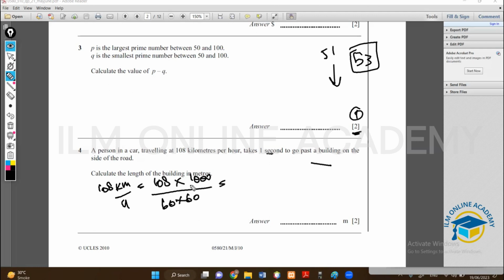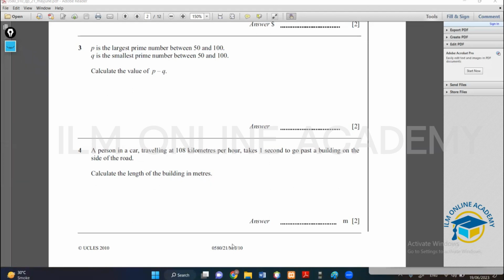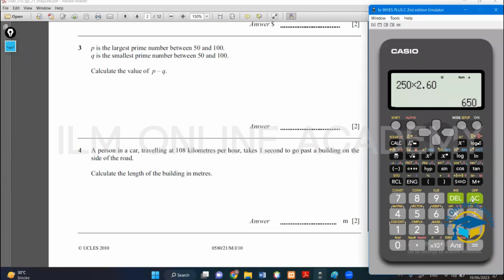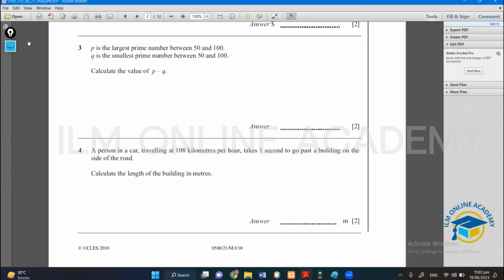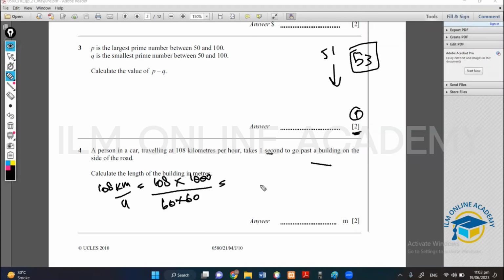So after the calculations, let's perform it. We have 108 multiplied by 1,000 over 60 multiplied by 60. I guess the answer is 30. Yes, 30 meters per second. So the answer is 30 meters per second.